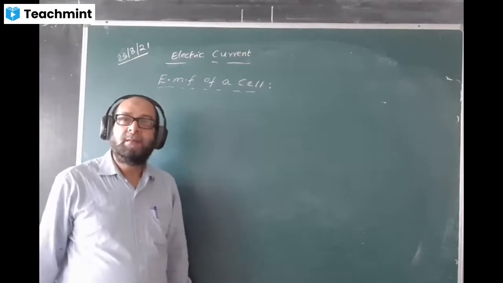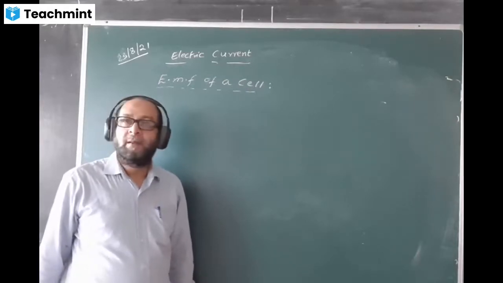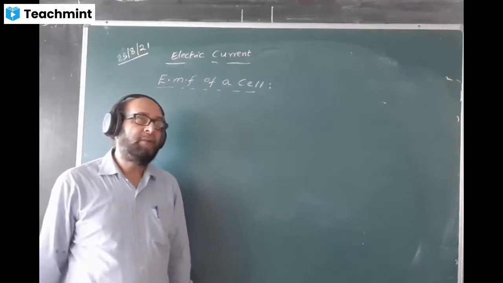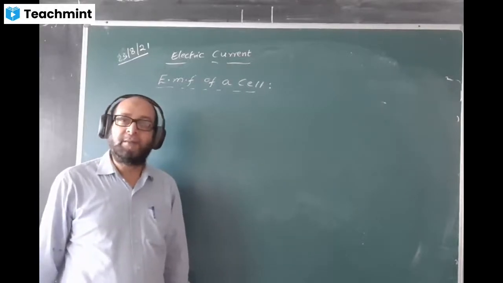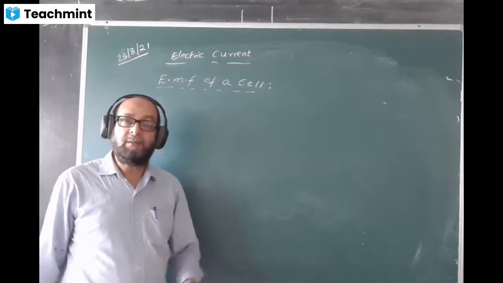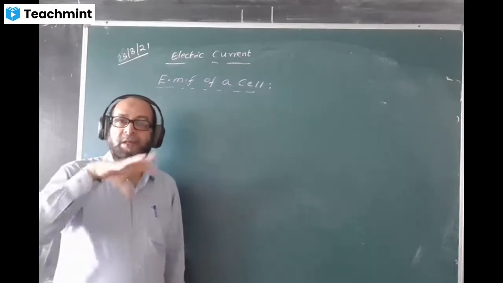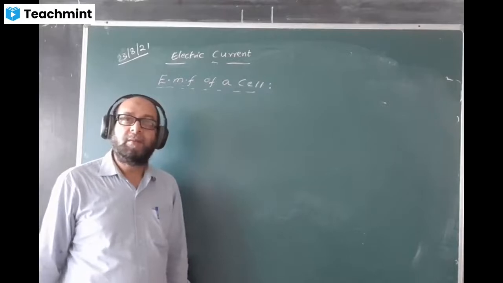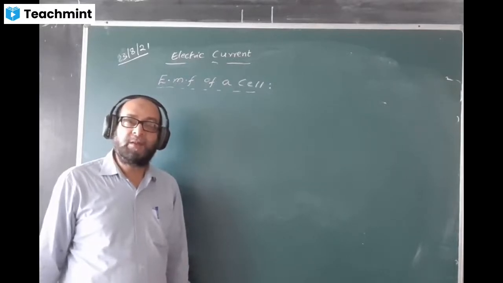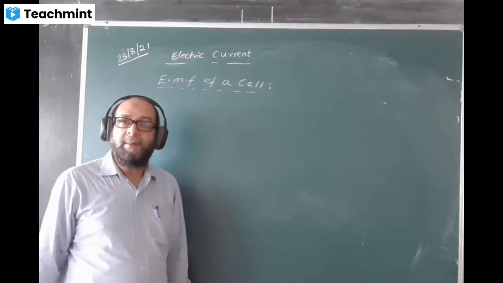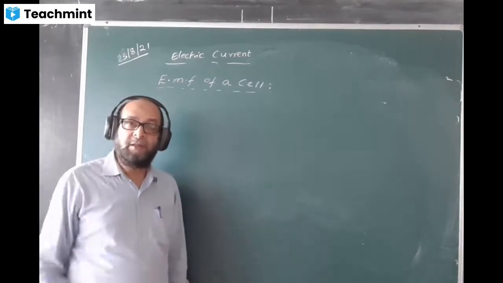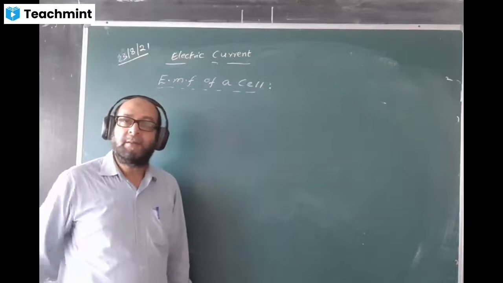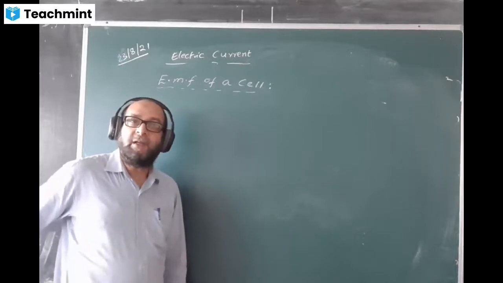What is a cell? Do you know what is a cell? A group of cells together is called a battery. A battery will consist of more than one cell. Maybe 2 cells, 3 cells, 4 cells, they will make a battery. But a cell is a single unit.